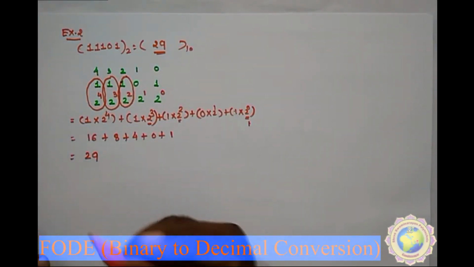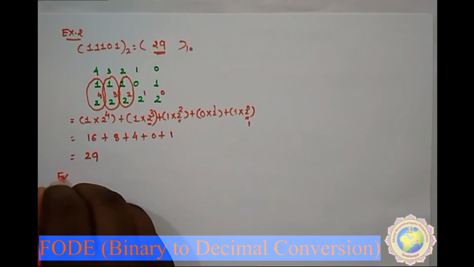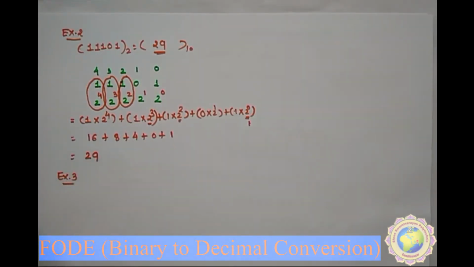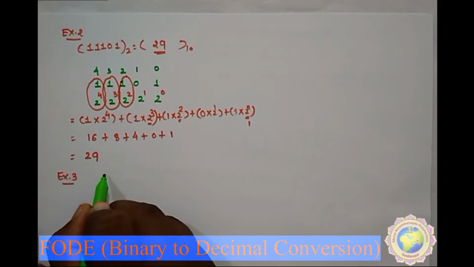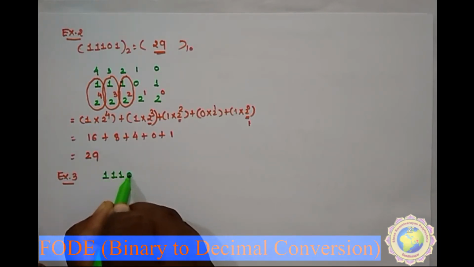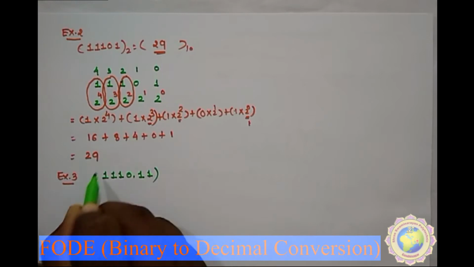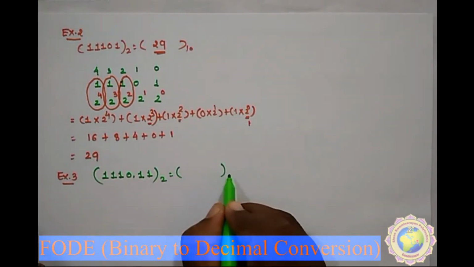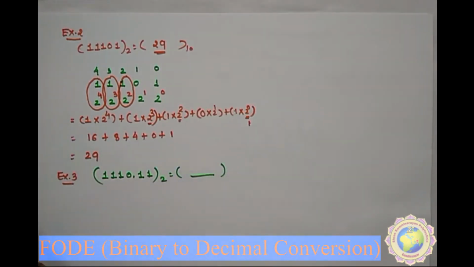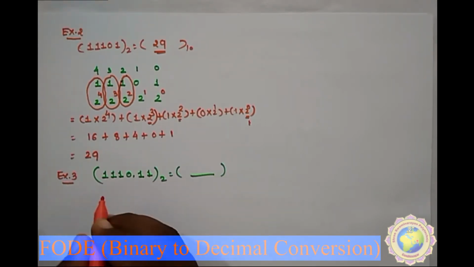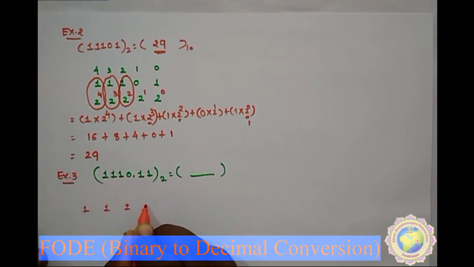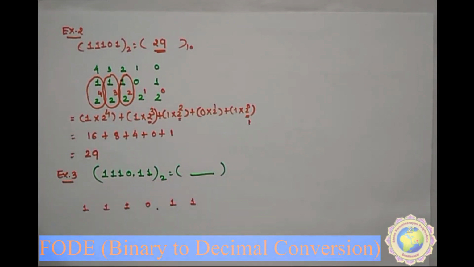Okay, see another example. Example number 3: 1110.11. Now here you have been given a fractional number, so you have to follow the same procedure. Write down our digits here, that is 1 1 1 0 1 1. Here is the point. Okay, so from the point you have to start writing 0 1 2 3.